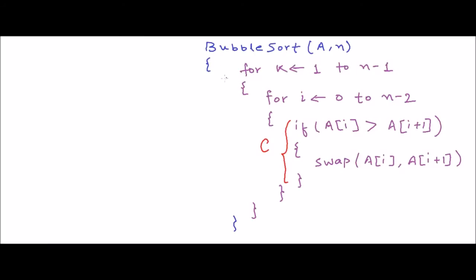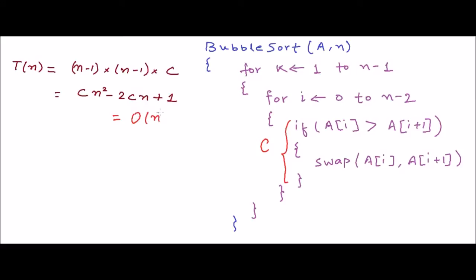Now the first loop will run exactly n-1 times, and the second loop will also run exactly n-1 times. So the total time taken as a function of n will be (n-1) times (n-1) times c, which will evaluate to cn² - 2cn + c. Whenever we have a polynomial expression for time, we say that the time complexity is big O of the highest order term in the polynomial. The highest order term here is n². We just remove the constants and we say that this running time will fall into the class big O of the highest order term. In this case it will be n².